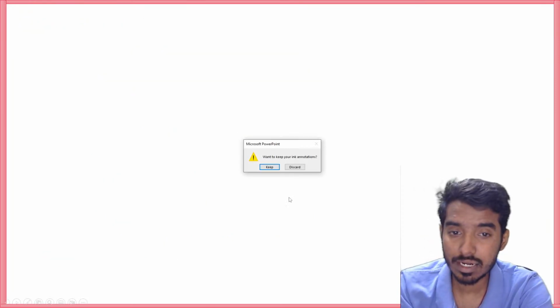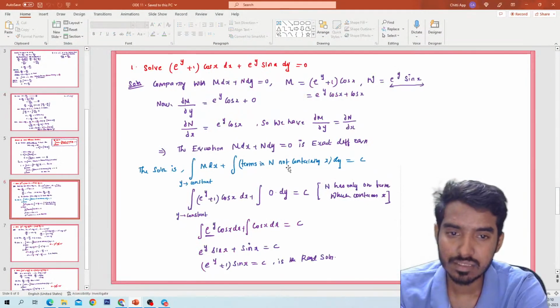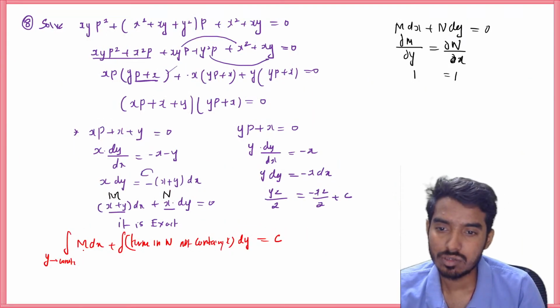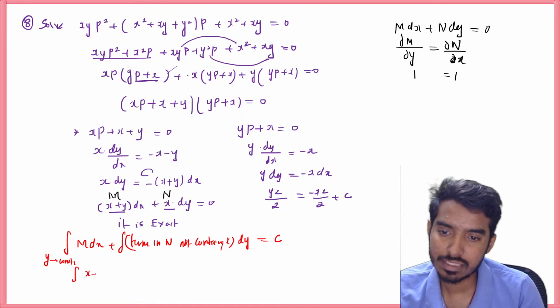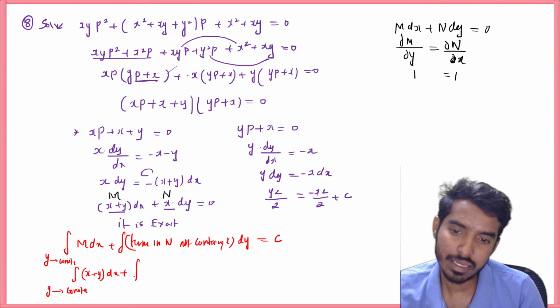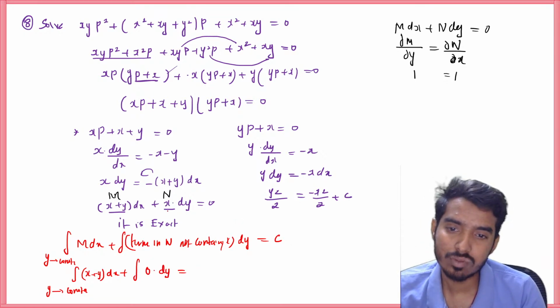So terms in N not containing x dy is equal to c. Now we will integrate this. So integration of M dx, integration of x plus y dx, by taking y as constant here, plus integration of terms in N not containing x. There is only one term in N and that term contains x. Therefore it will be 0. That term will vanish.